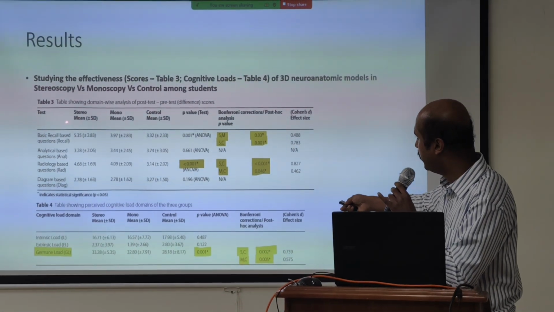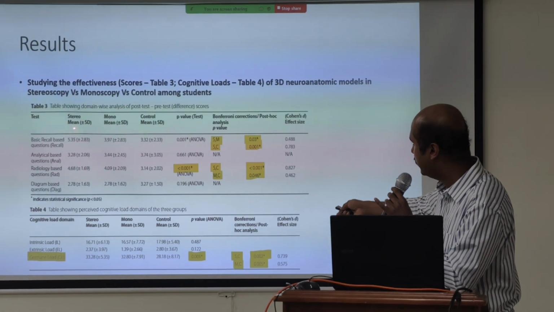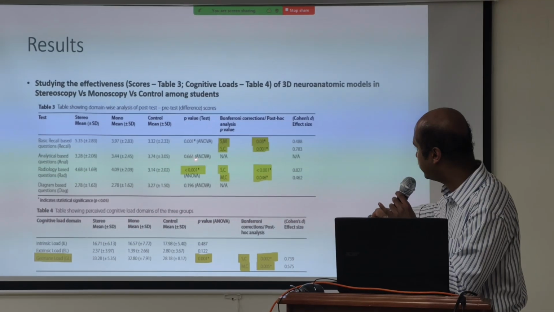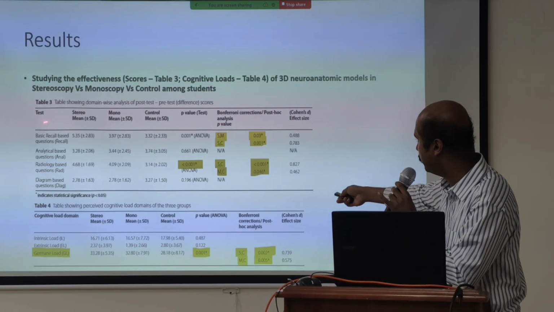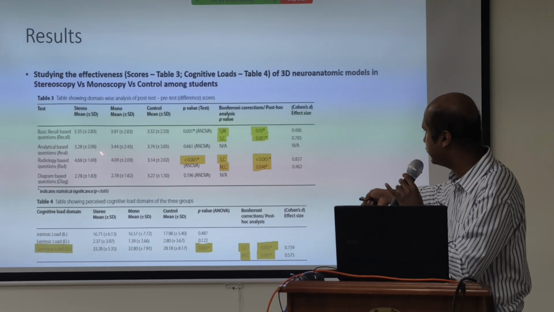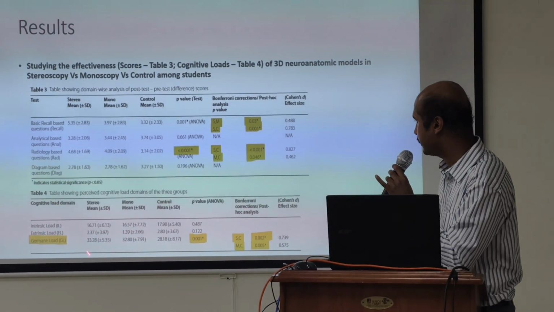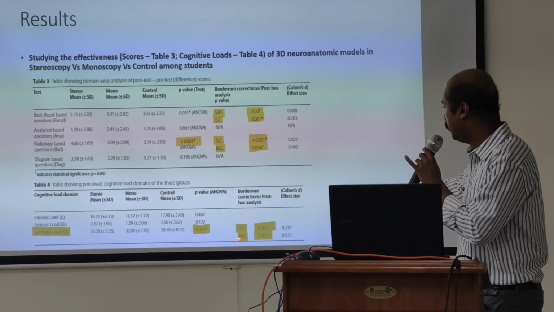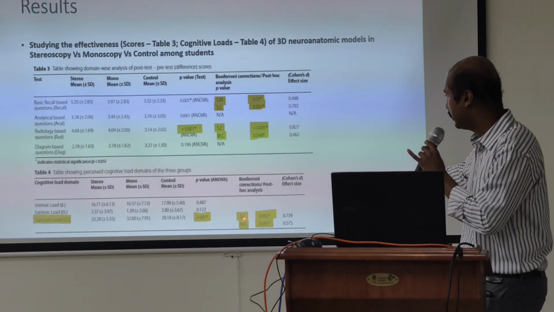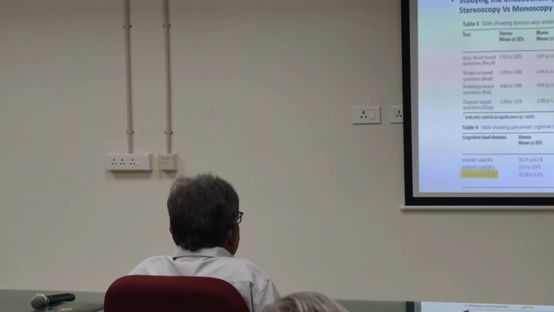And again, we did a pre-test and post-test. And these are the post-test scores. You can see significance for radiology-based questions as well as for basic recall. So these two found significance in these different domains in the post-test. In cognitive load also, you can see an enhanced germane load when stereoscopy was used compared to the controls. S and C is for stereoscopy and control.